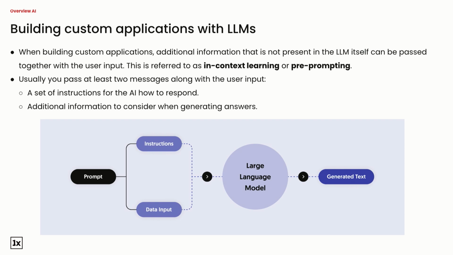If you now think of the graphic again, it is text in, text out, consisting of three parts of text. They are joined together, actually as three messages being sent to the large language model, and it just generates a response based on this. So we have instructions and we have data that's passed along with the question. That's how you build your applications.